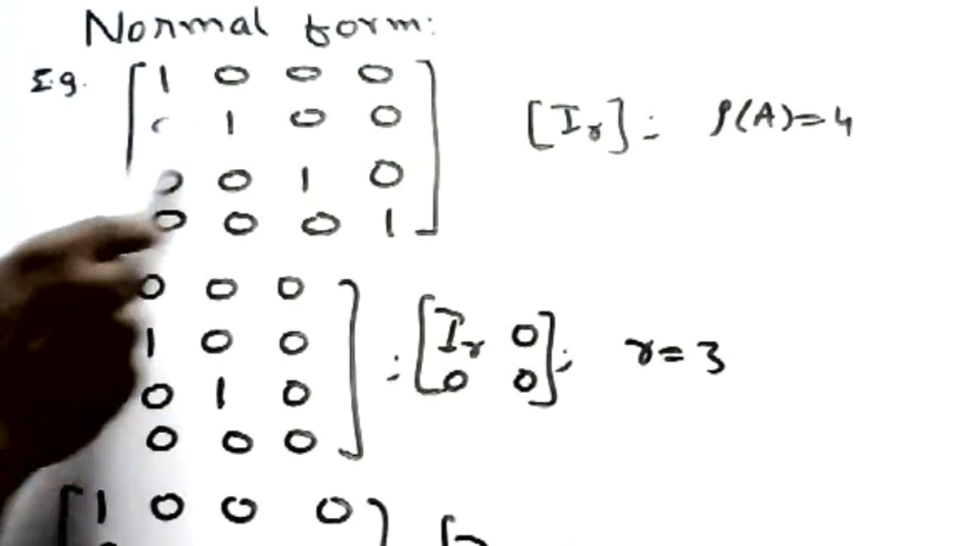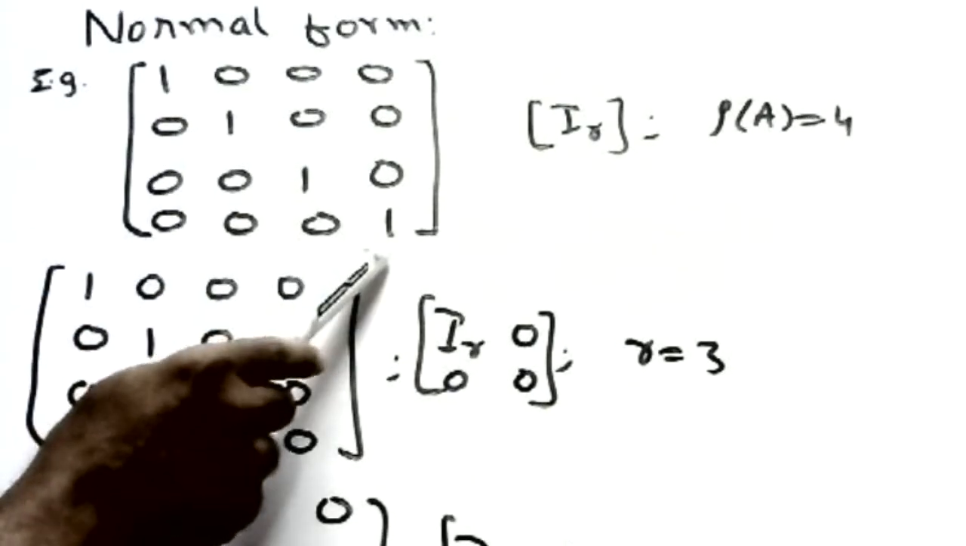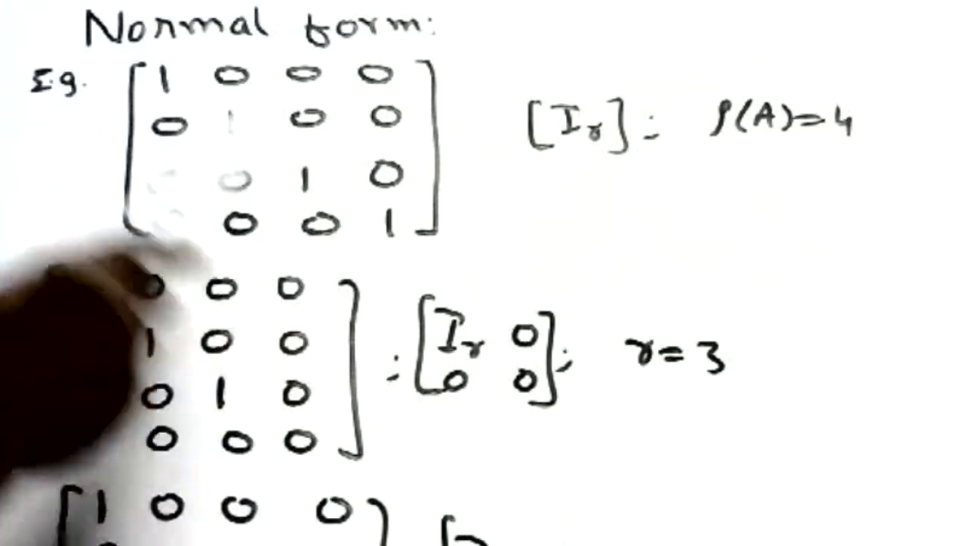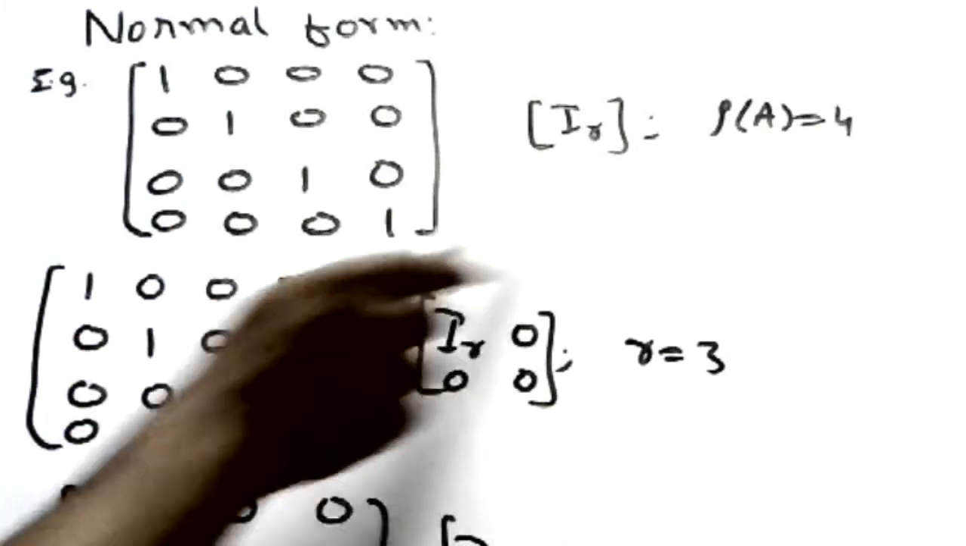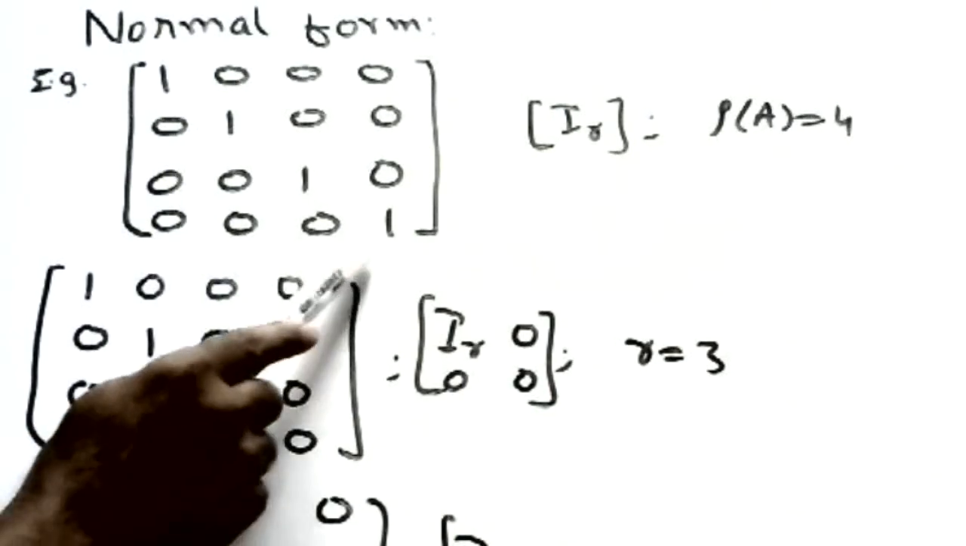If we make zeros and we get the form like this, 1 0 0 0 1 0 0 0 0 1 0 0 0 0 1, we are left with 4 ones here, 1 2 3 4. So the rank will be 4.